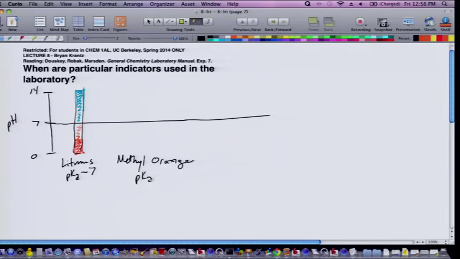Methyl orange has a pKa around 5, 4.5, but I've been cheating, just rounding that. So if you looked at its color change over this range, it would be quite different. I got in trouble for not calling it orange before, right? I was using red, so now I'm really self-conscious. And so yeah, somewhere around 5, you're going to see that color change.